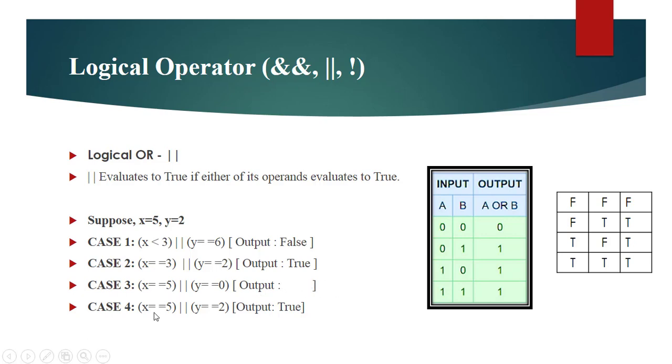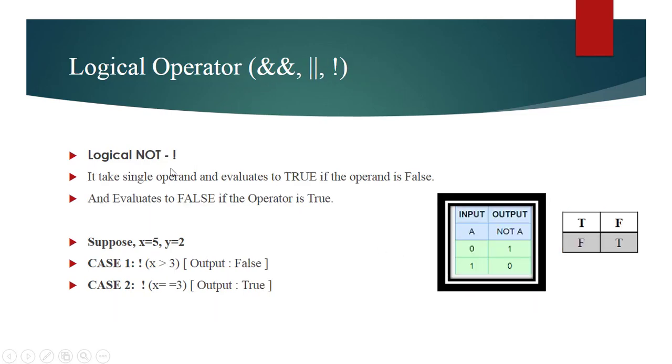In case 4, we have the value of x is 5 and it is equal to 5, the condition is true. We have the value of y is 2 and it is equal to 2, true. Here we have two true values. You can see in the truth table, if you have two true values, then the output would be true. Done. This is the logical OR.